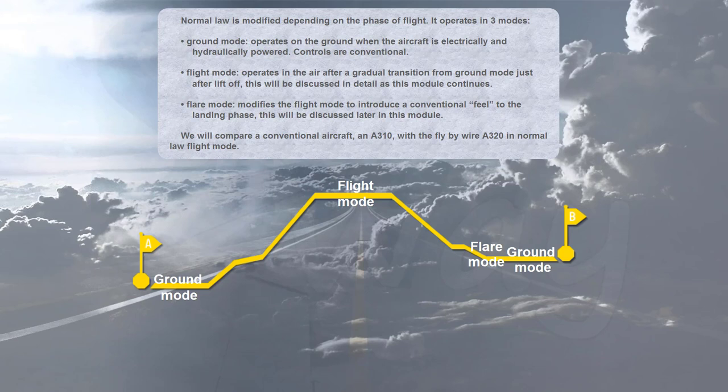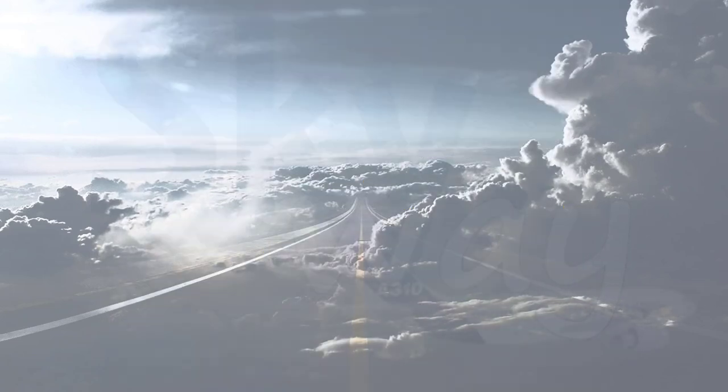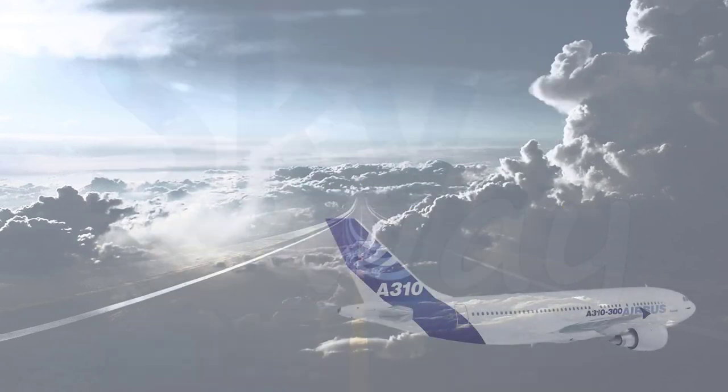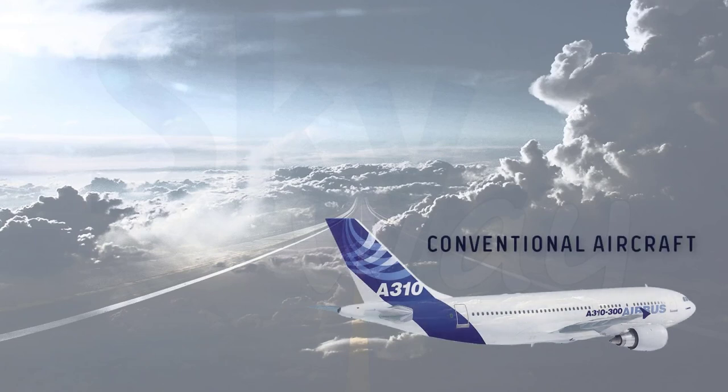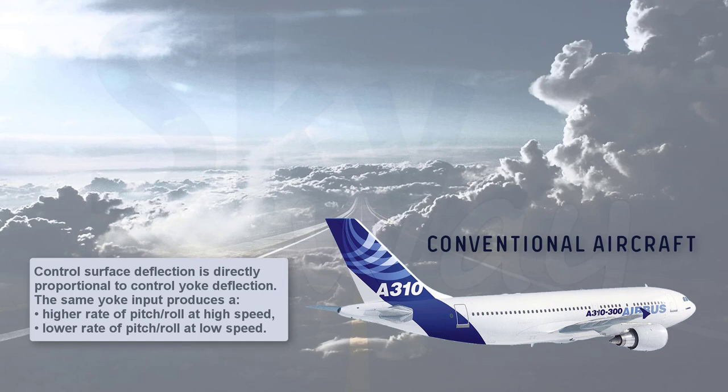We will compare a conventional aircraft, an A310, with the fly-by-wire A320 in normal law or flight mode. Control surface deflection is directly proportional to control yoke deflection. The same yoke input produces a higher rate of pitch or roll at high speed, and a lower rate of pitch or roll at low speed.